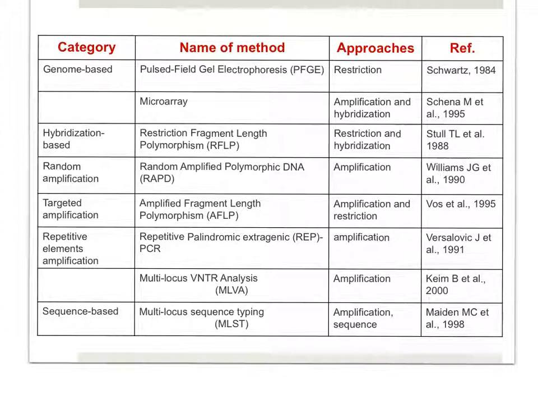Some methods are also based on amplification, but it's a targeted amplification. For example, amplified fragment length polymorphism. We will look at that. As the name indicates, it's amplified, so there is amplification. Fragment. So what other method do you think it uses, among the colleagues? Restriction. So it has amplification, restriction, and some ligation in some steps.